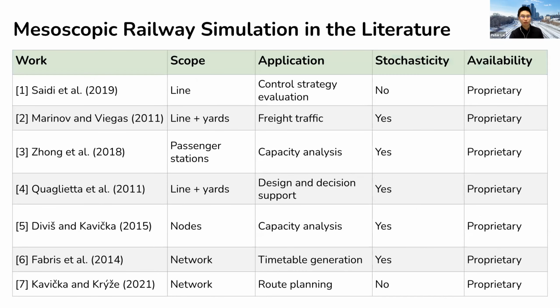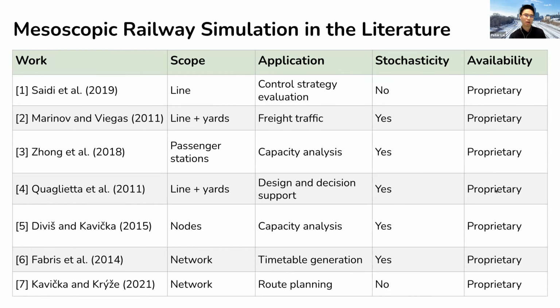So what has already been done in terms of mesoscopic simulations for the rail domain? They have been used to model traffic flow in general in the road context, but there are limited works in literature where they were applied to the railway context. So here's a list of some of those works. And we can see that they're largely fragmented.